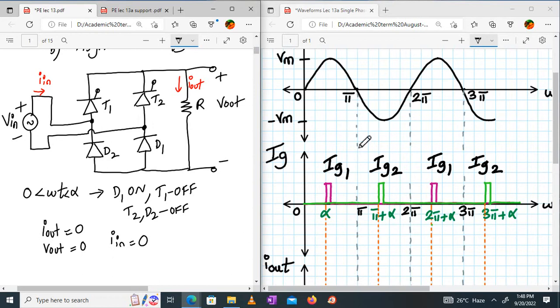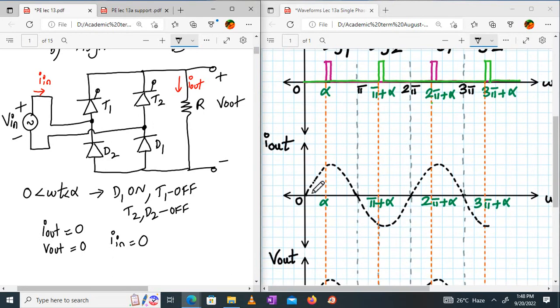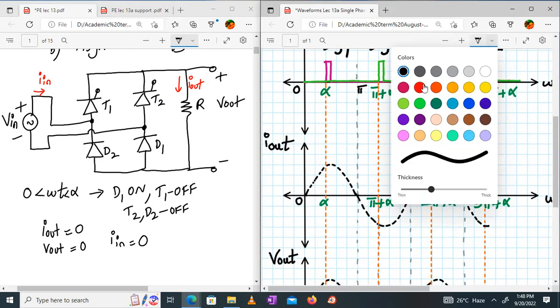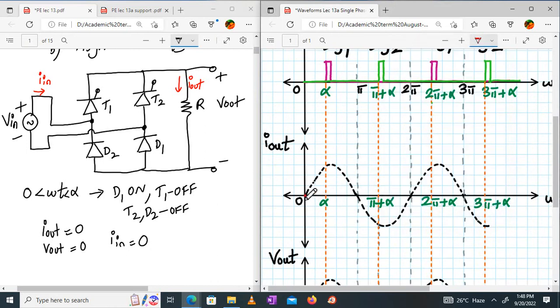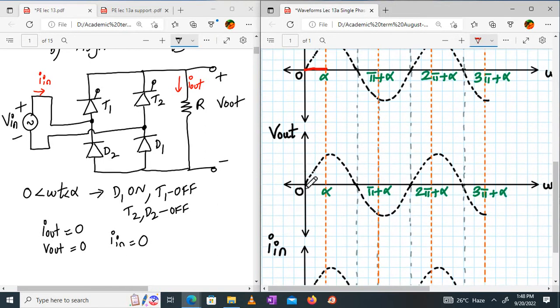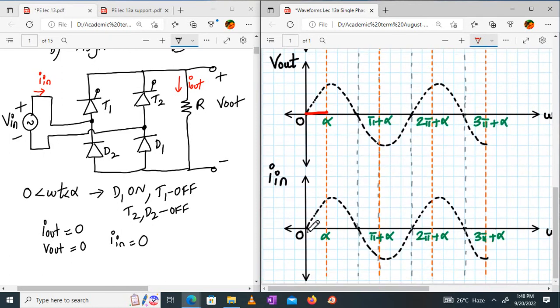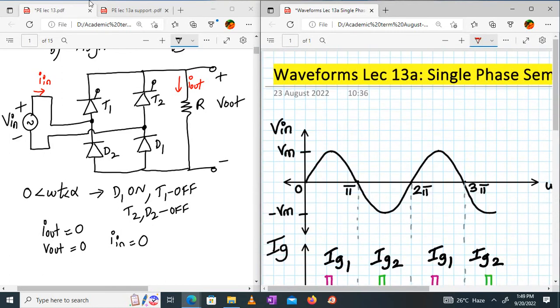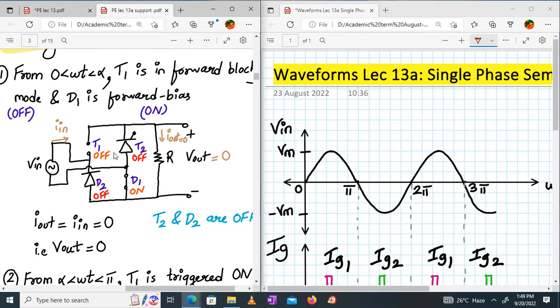So please draw it over here. From 0 to alpha, I out will be 0. Let me use a red color. V out also will be 0, and I in also will be 0. So far so good. So actually this is the picture. T1 is off, T2 is off, only D1 is on, but there is no connectivity. If SCR is off, that means it is behaving as an open circuit. So no input current will flow, no output current will flow, output will be 0.